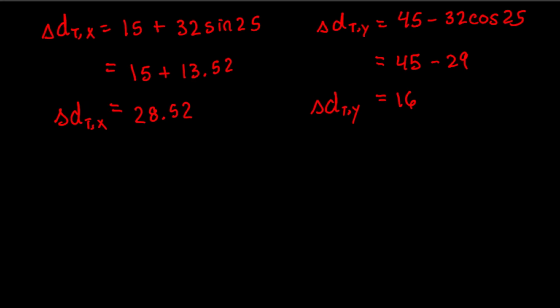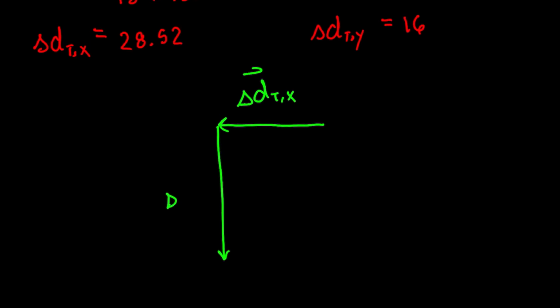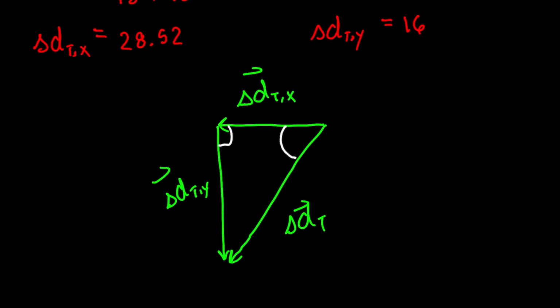So now that we have the components, we have to build back the total displacement vector. So recall that the x was negative, so delta dtx, and the y was negative, delta dty. So our total displacement vector, delta dt, will be the hypotenuse. And the angle we're looking for is from west rotated towards south. So we're going to call this angle theta.